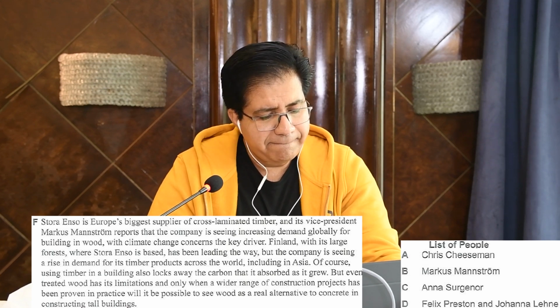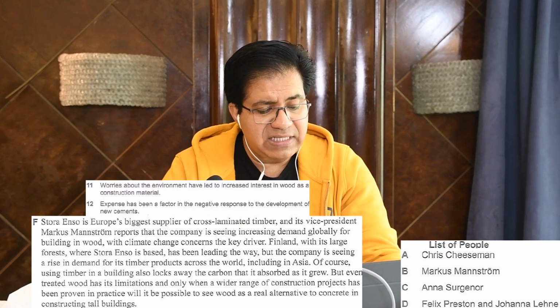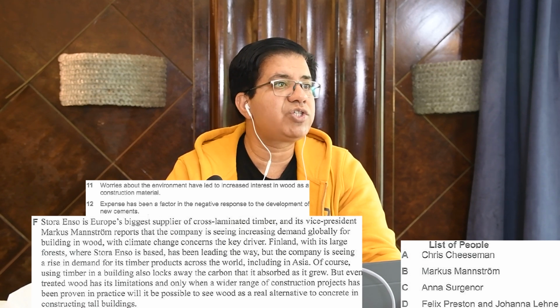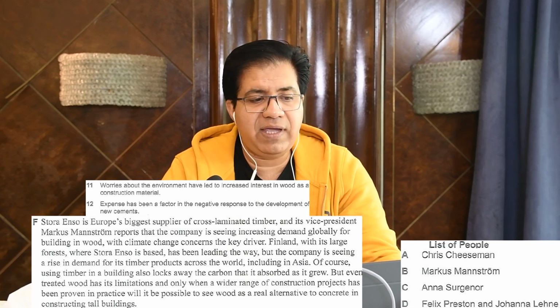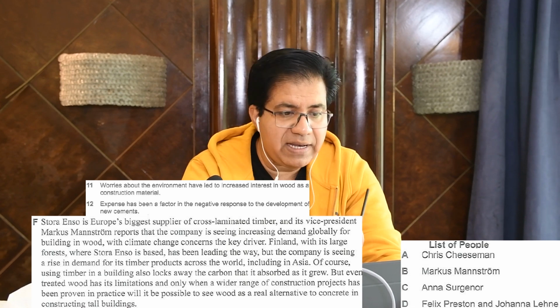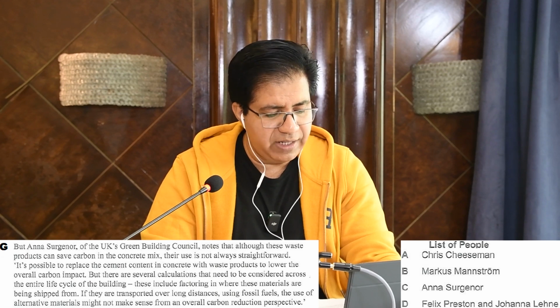Now, come back. Question number 11: worries about the environment have led to increased interest in wood as a construction material. So, question number 11, right answer is B. Well done. Now, please cross number 11 as well, because we've done it, we'll not do it a second time. So, 3 questions have been answered. Next, we have Anna Serganor. Now, look for Anna Serganor. Anna Serganor is in paragraph G, second paragraph. Section G, second paragraph, and you will find Anna Serganor there.